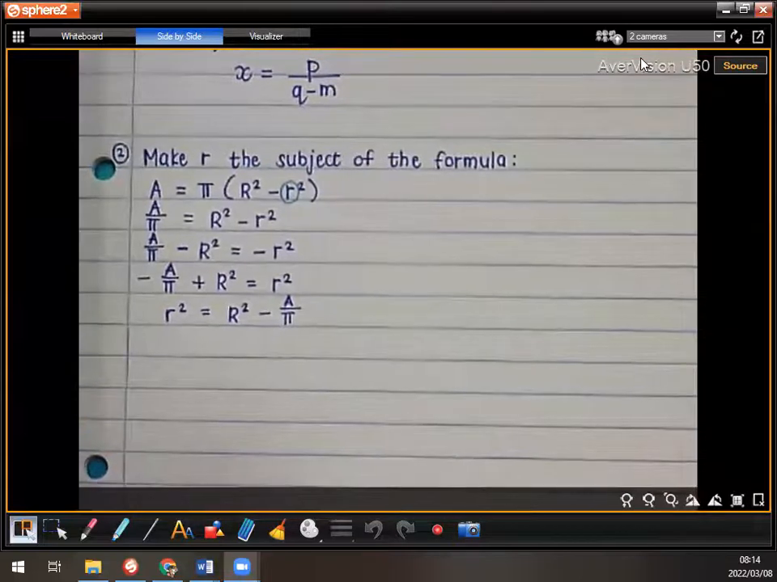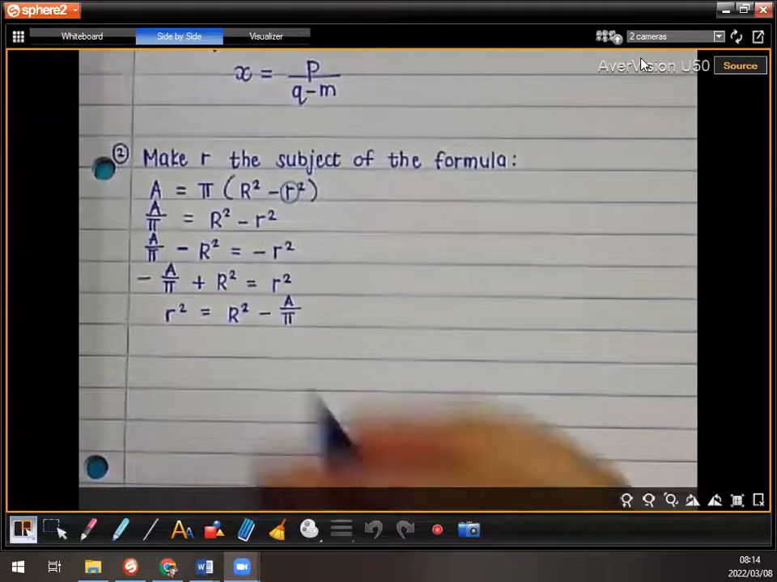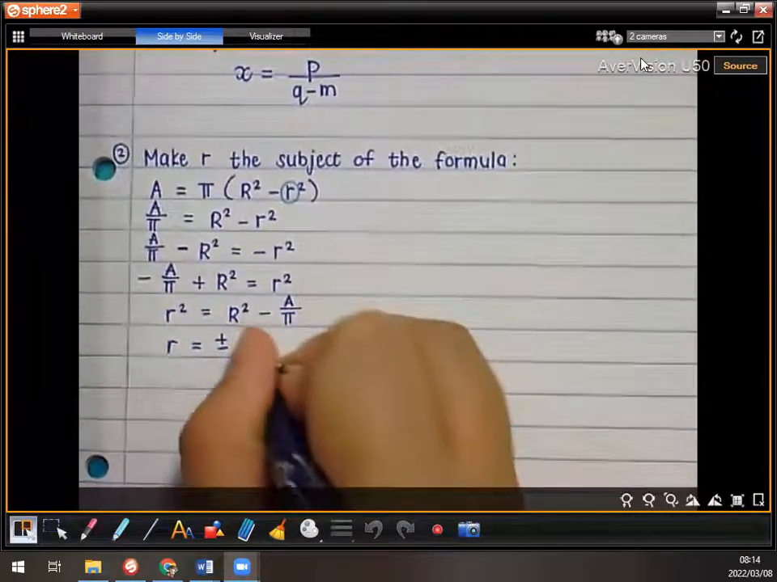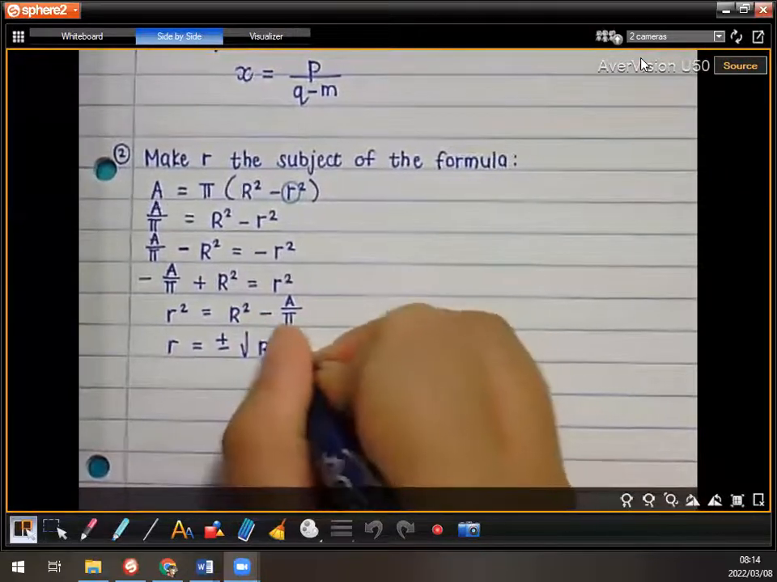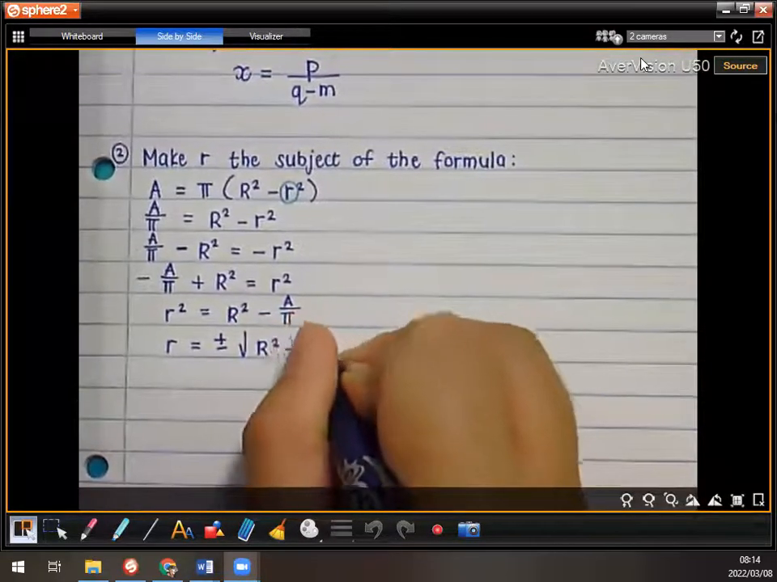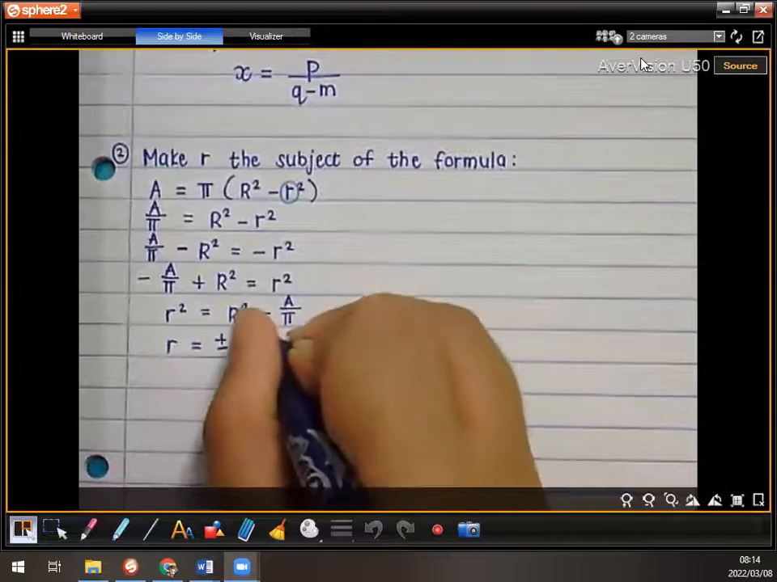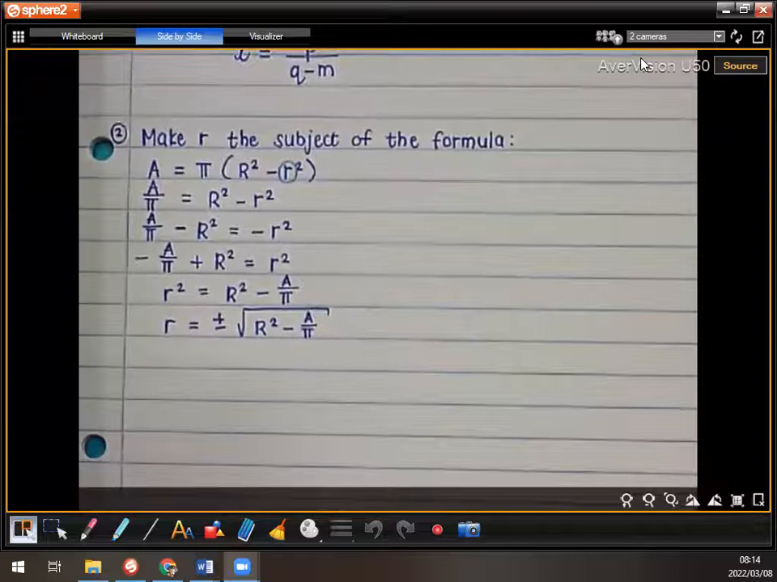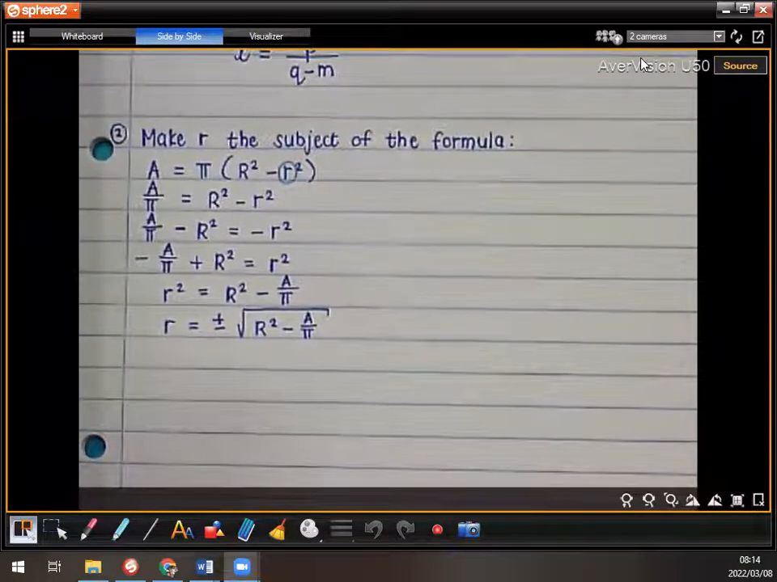And now we're going to have to take the plus or minus square root. Okay, remember what happens when you take a square root? It becomes plus or minus the square root of r squared minus a over pi. It gives two numbers, positive and negative.